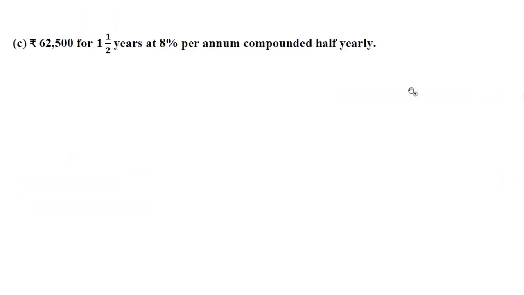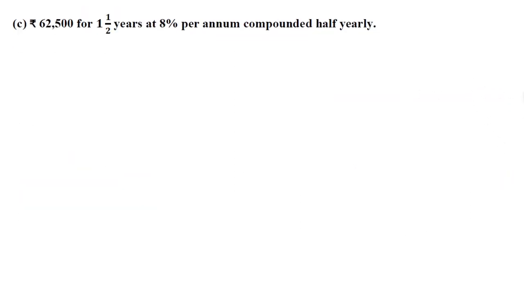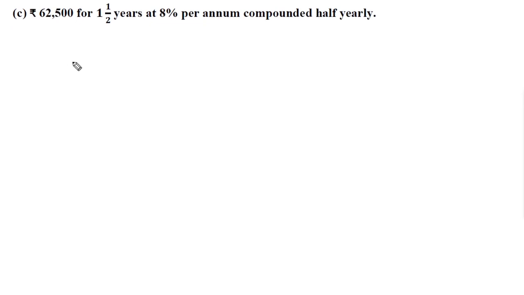Now we will move to C. Rupees 62,500 for 1 whole 1 by 2 years at 8% per annum, compounded half yearly. Okay, so very nice. What is given here? Here P, or principal, is equal to 62,500.